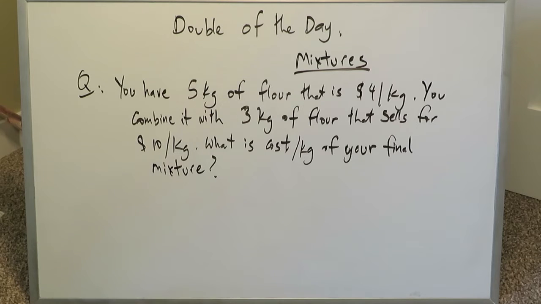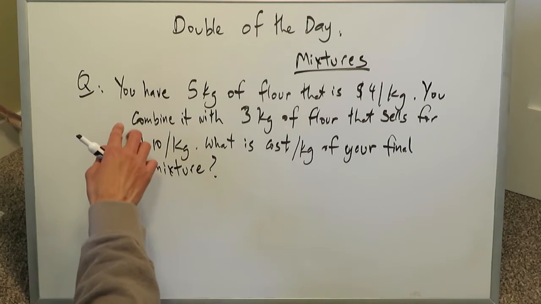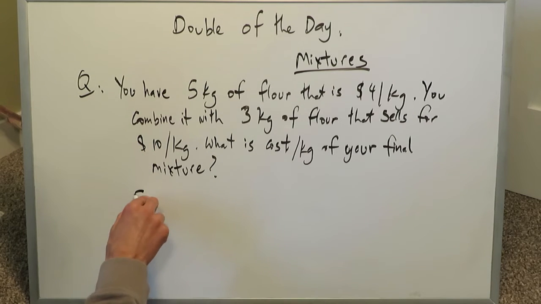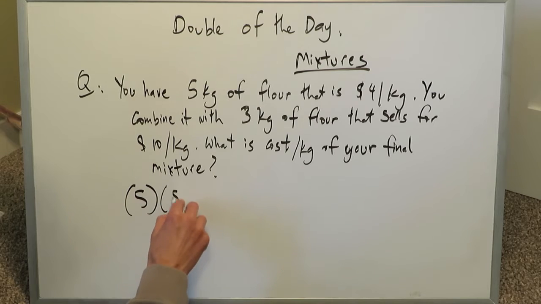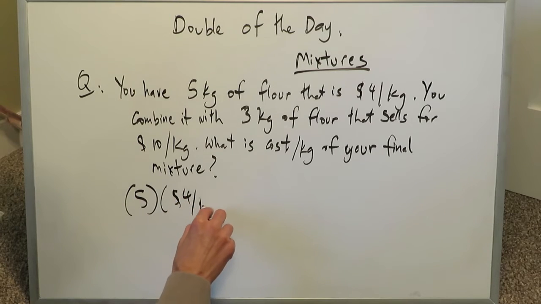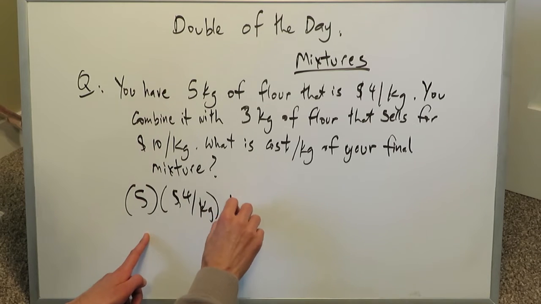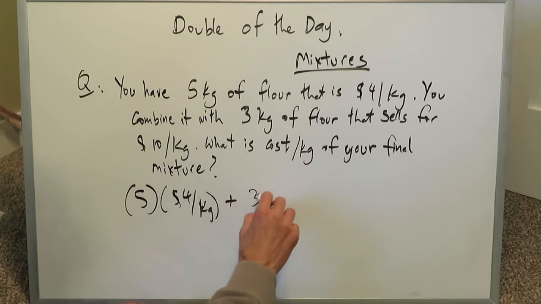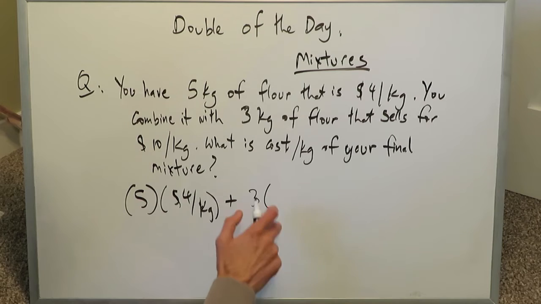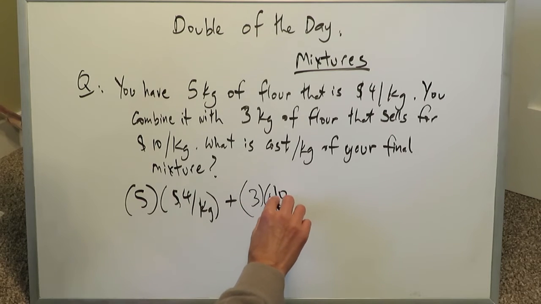Seemingly it seems hard, but if you remember that tip, as you read it, you make your expression, and you'll find out it's not hard. Let's write out the expression as we read it. You have 5 kilograms of flour that sells for $4 per kilogram. Remember, you're always multiplying some sort of amount with some sort of rate. You combine it, combine means a plus, with 3 kilograms of flour that sells for $10 per kilogram. And here's our other rate and amount.